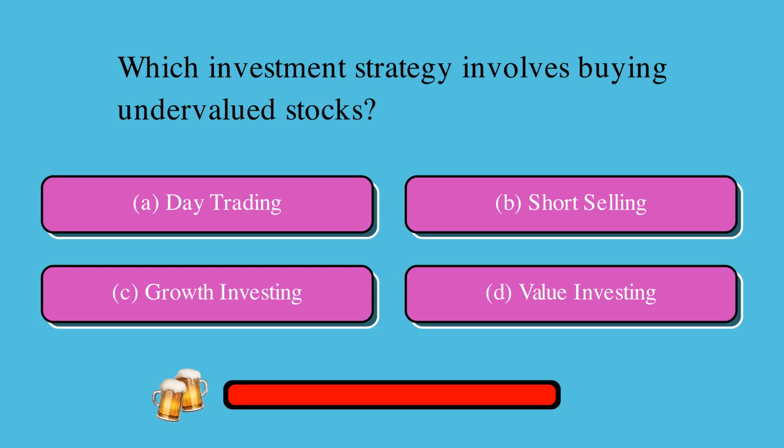Which investment strategy involves buying undervalued stocks? Is it A, day trading, B, short selling, C, growth investing, or D, value investing? The correct answer is D, value investing.